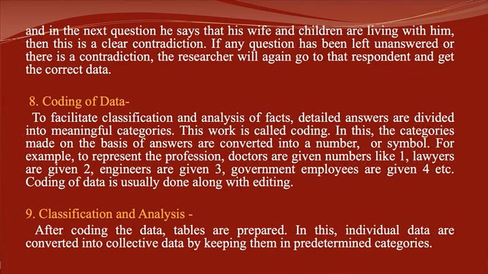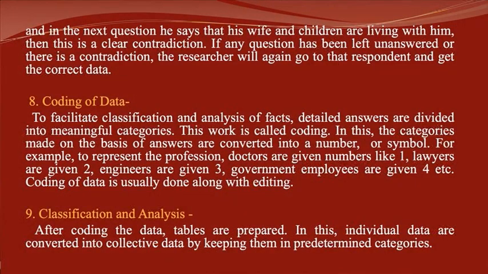Coding of data is usually done along with the editing. Similarly, we can give code numbers. If we ask the first question, what is your marital status? The respondent says one of married, unmarried, widower, divorcee, or any others. So we will give 1.1 married, 1.2 unmarried, 1.3 divorcee, 1.4 widow, 1.5 any others. This type of classification on the basis of number or sign is known as coding of data. Coding is helpful for classification and tabulation.